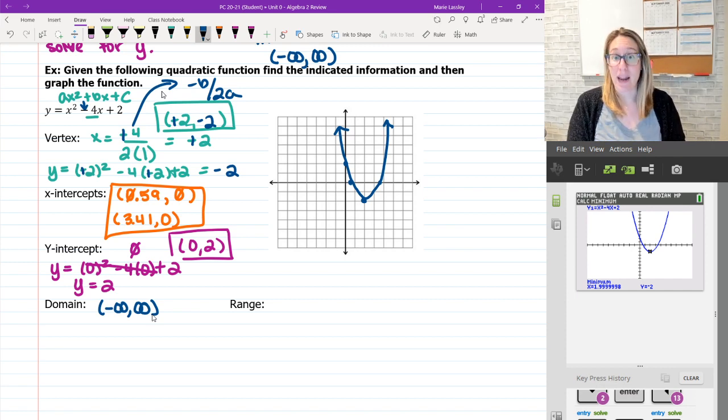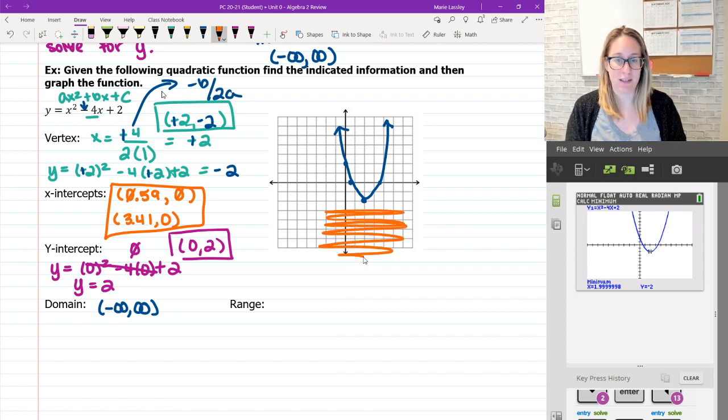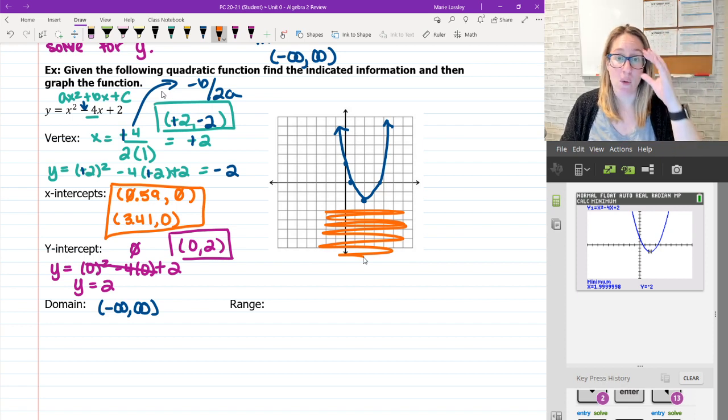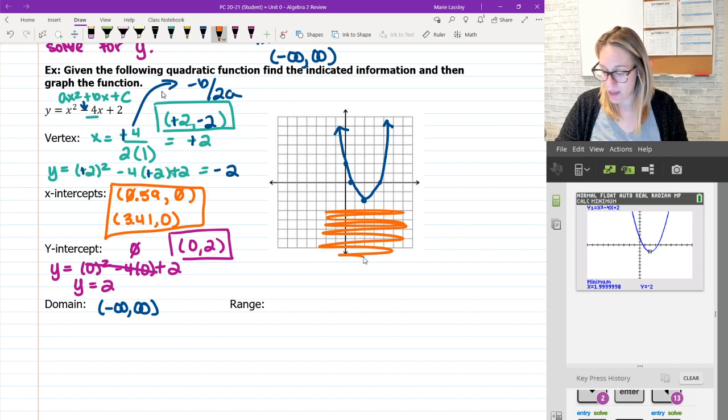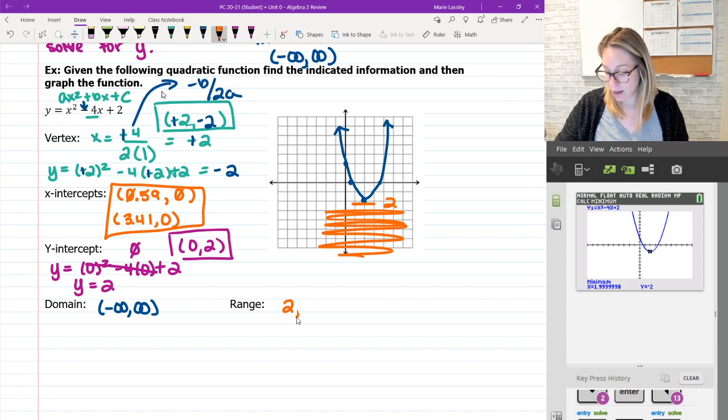Now for range, we want to look at the y values of our graph. We should notice that our graph doesn't have any y values below the vertex. All of its y values are above that vertex point. So we have to say, okay, where is that vertex point? Well, that is when our y value is 2. So our values start at 2, comma, and then they go up forever because we have those arrows pointing up, which means it's going to keep going to positive infinity.